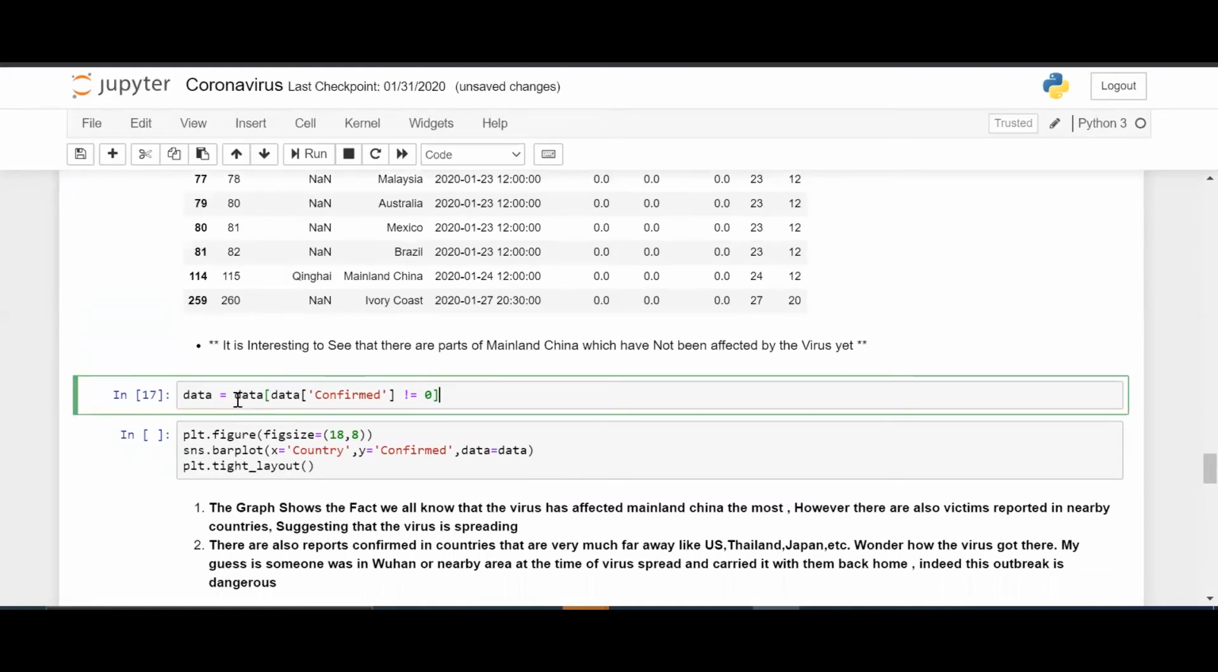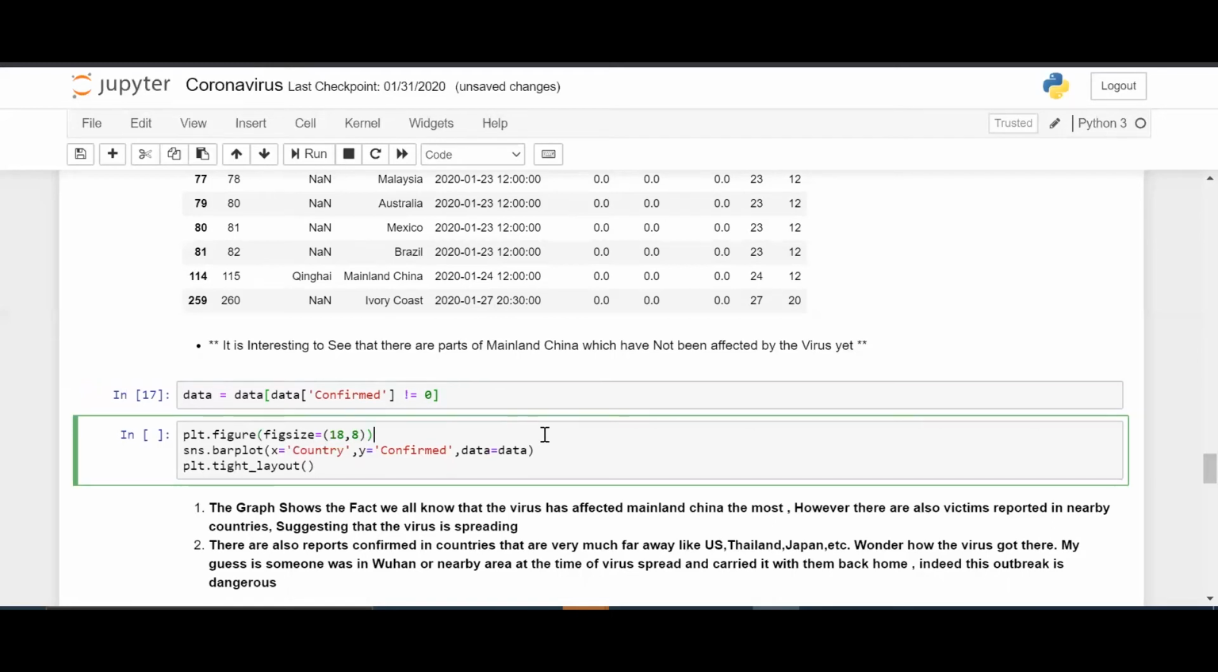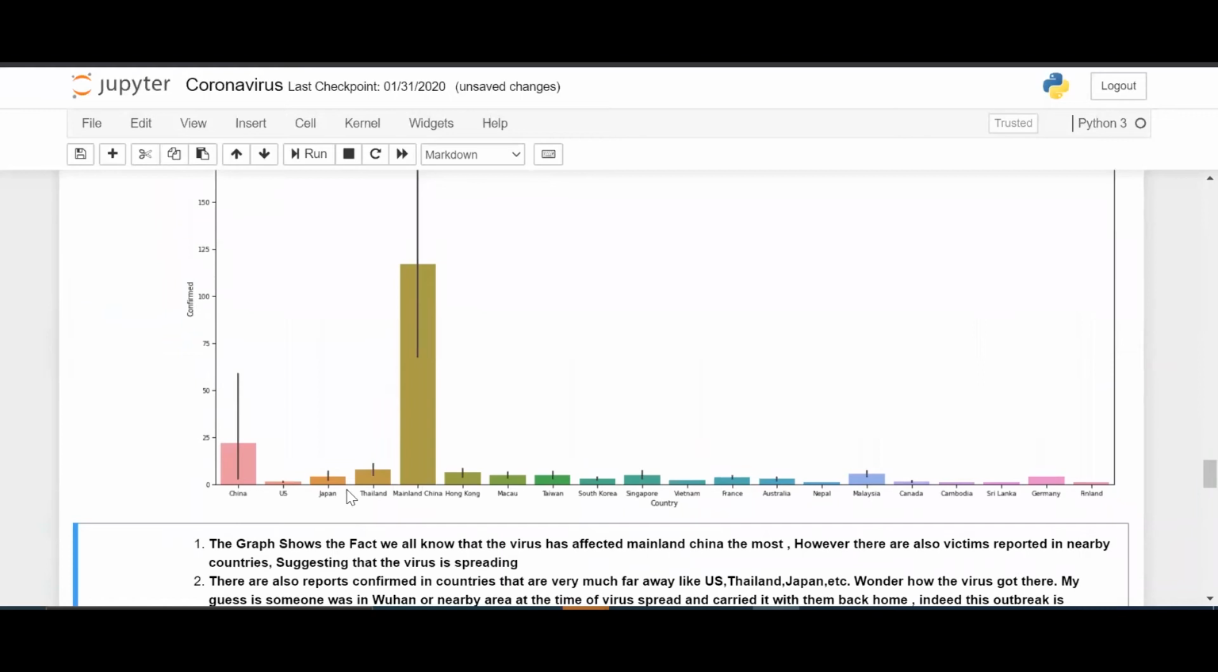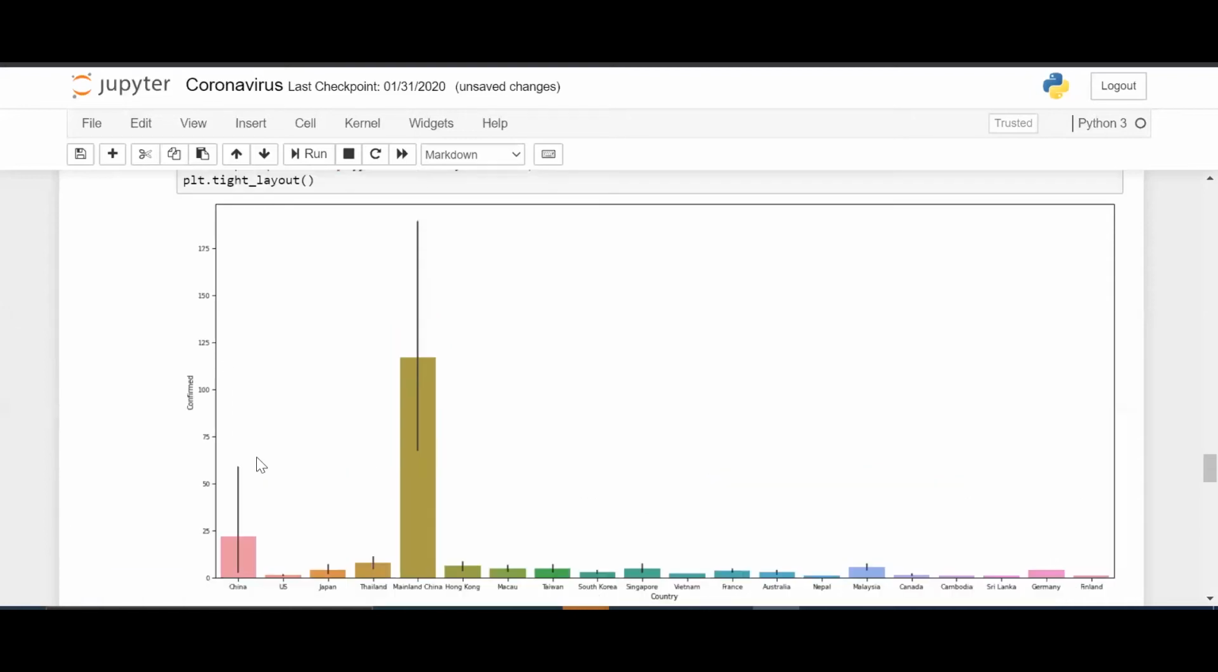So what we are now doing is we are trying to understand the cases that have non-zero values for the confirmed cases. So we are not going to worry about the regions and countries which have 0 confirmed cases, but rather push our focus onto regions and countries where there are more than 0 confirmed cases, right? So let us put a bar plot to understand the same. Using the seaborn bar plot, we have the countries that have non-zero confirmed cases. You have Japan and China, United States, Thailand, mainland China, Hong Kong, Macau, Taiwan, all the way to Finland, having varying amounts of confirmed cases in the coronavirus pandemic.